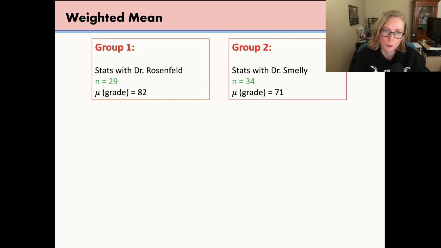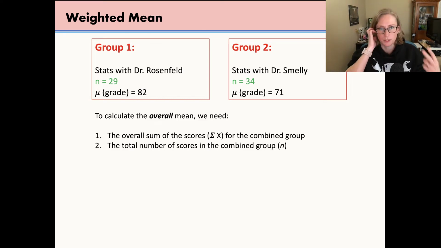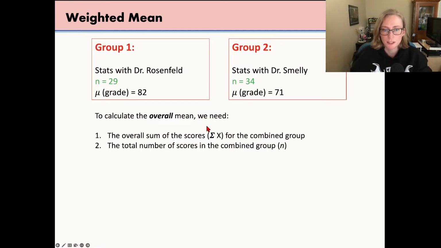If we want to figure out what would be the mean across both groups, we need to somehow collapse this information together. So we need 2 things to calculate the overall mean. First, we need to get the sum of all of the scores, so all of the scores in class 1 and all of the scores in group 2. And then the second, the total number of scores in the combined group, right? How many people? And we have that already here.